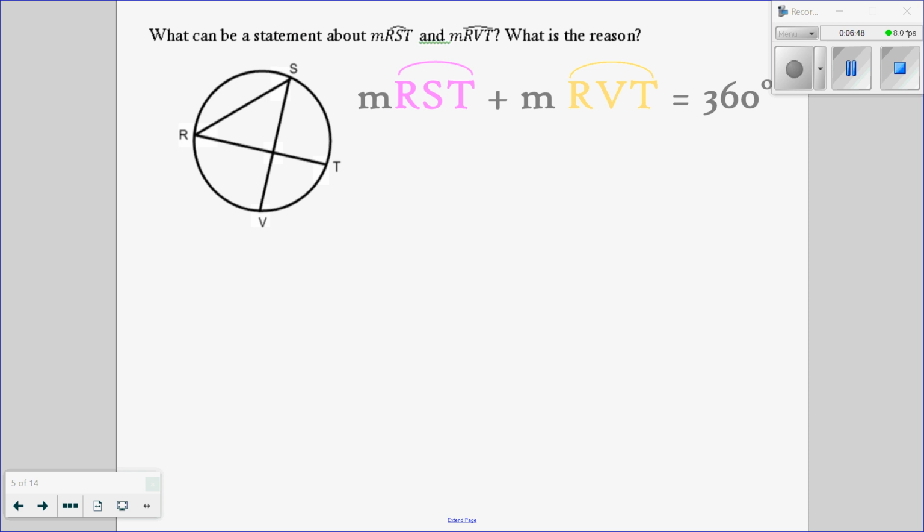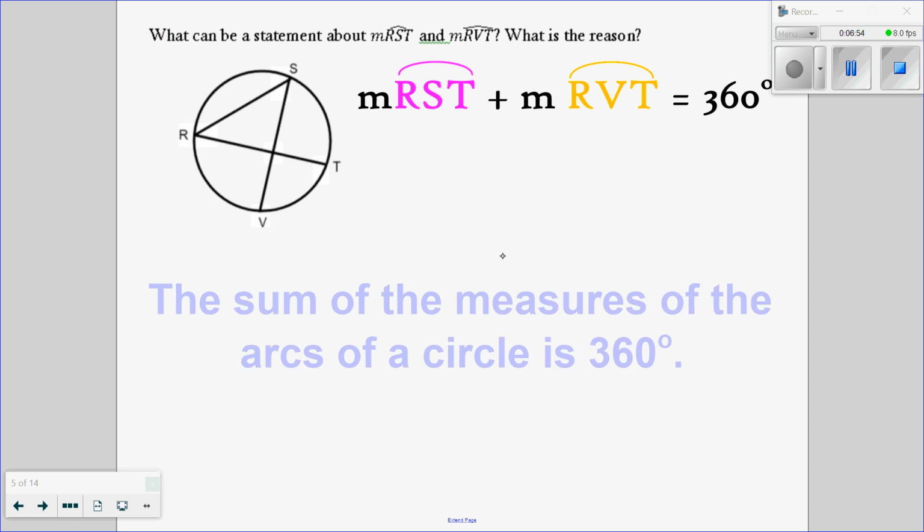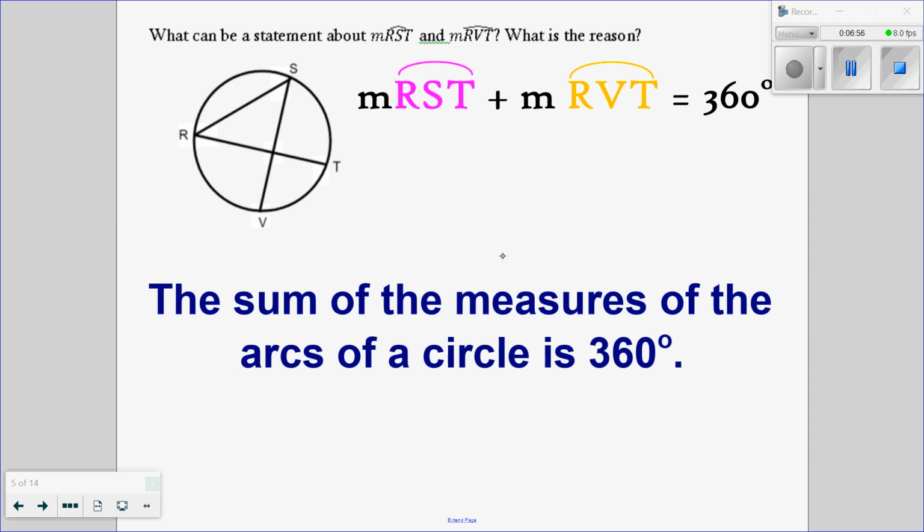But what's going to be true about those two big arcs? Well, those two arcs make the full 360. So we know that the sum of the measures around a full circle is 360. That means all the different arcs that add up to make the full circle add up to equal 360 degrees. Okay, sum of the measures of the arcs of a circle is 360 degrees.